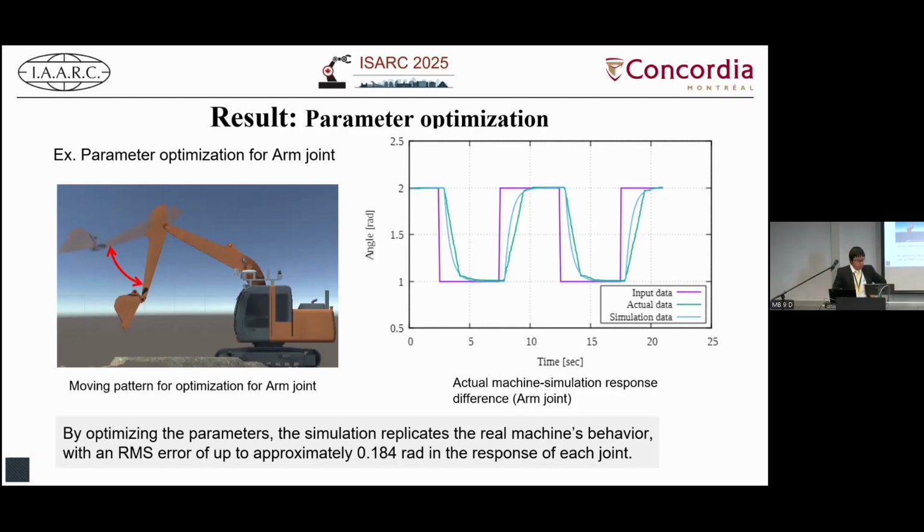On the right, you can see the difference between the real machine and the simulator after optimization. The horizontal axis is time, and the vertical axis is the joint angle. This graph shows that the simulation replicated the real machine's behavior at a satisfactory level.